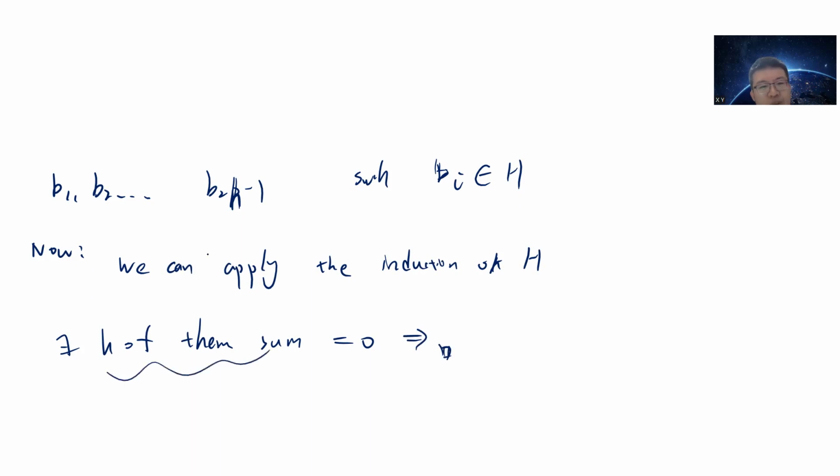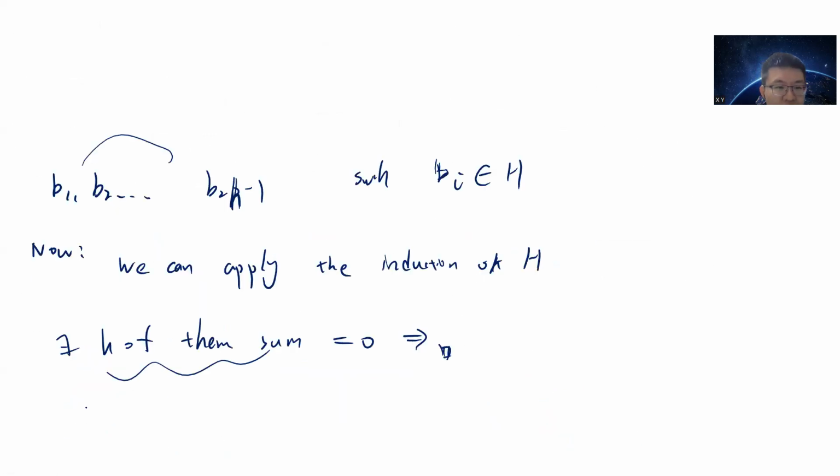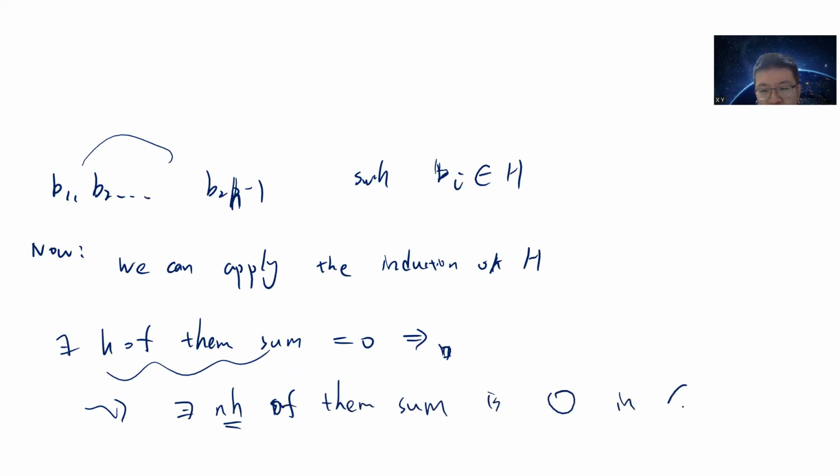Because if there are H of them that sum to 0, that means you can find H of B, where the H of B comes from the subset. There are H of B, right? And each B is the sum of P terms in A. So basically this says that there are NH of them whose sum is 0 in the original group G.